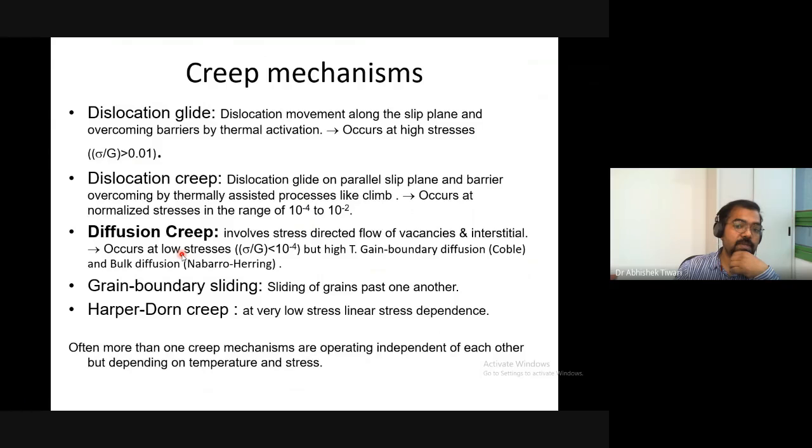Then you can have diffusion creep, where the vacancies and interstitials flow in order to have the complete flow of the material under the load. And this happens at even higher temperature, but the stress by shear modulus ratio is very small. So it is less than 10 to the power minus 4. If you go further higher in temperature, then grain boundary sliding occurs. Harper-Dorn creep is not important at this point of time. It happens at a very small value of stresses. At very low stresses, there is a different mechanism of creep, which was named Harper-Dorn creep, but that is not practically important. So we will not discuss that in much detail.